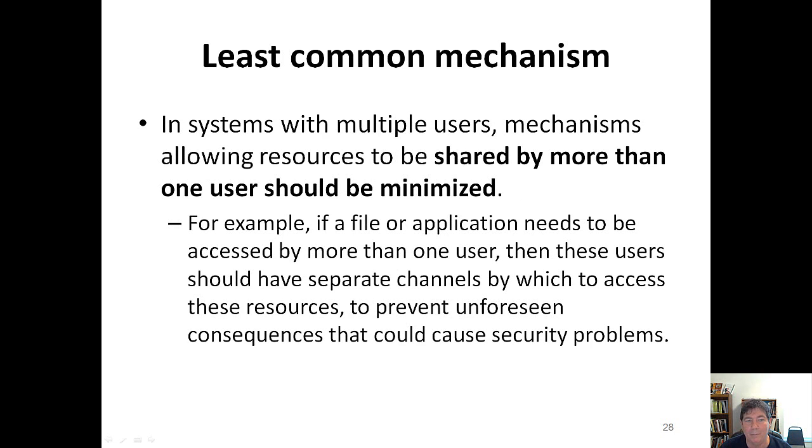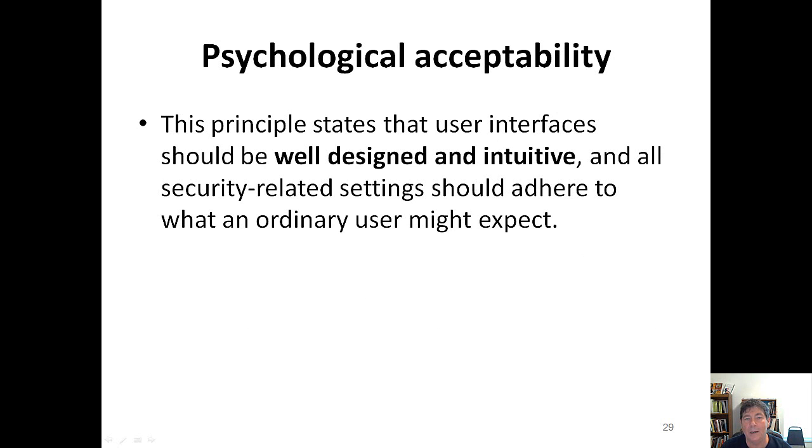Least common mechanism. In systems with multiple users, mechanisms allowing resources to be shared by more than one user should be minimized. For example, if a file or application needs to be accessed by more than one user, then these users should have separate channels by which to access these resources to prevent unforeseen consequences that could cause security problems. Psychological acceptability. This principle states that user interfaces should be well designed and intuitive, and all security-related settings should adhere to what an ordinary user might expect.